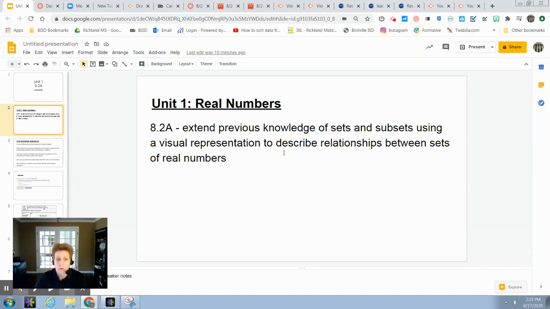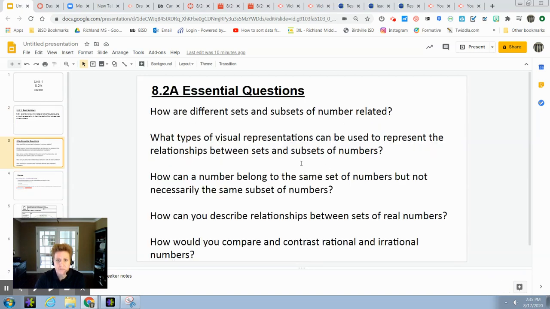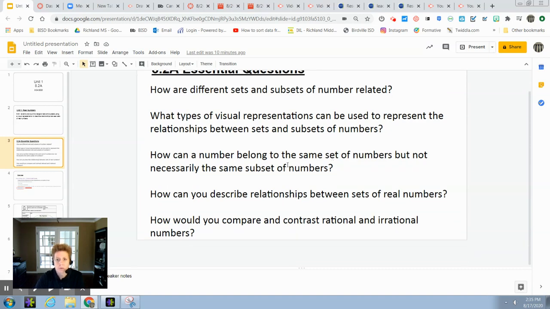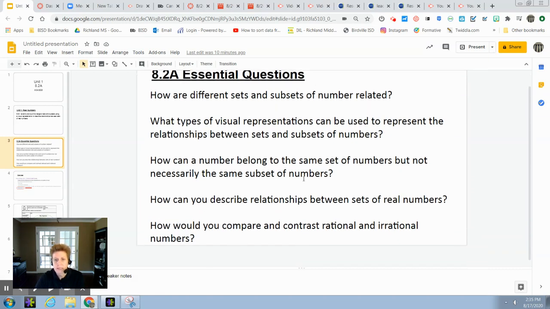Not so much as to what are those numbers, but can you understand the sets and the subsets of the numbers? Here's our essential questions. They want to talk about, once again, the different sets and subsets of the numbers, and that's all that is. We're not going to read through those. If you want to pause the video and read them, please do.